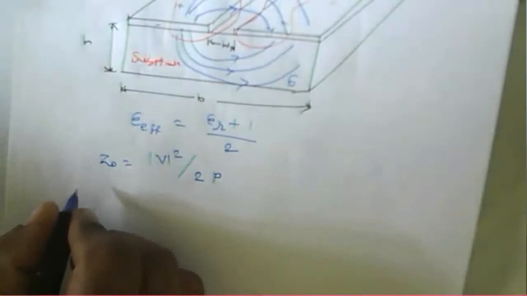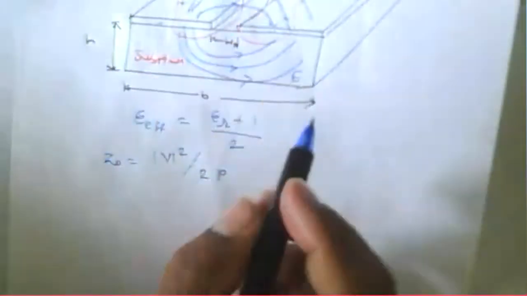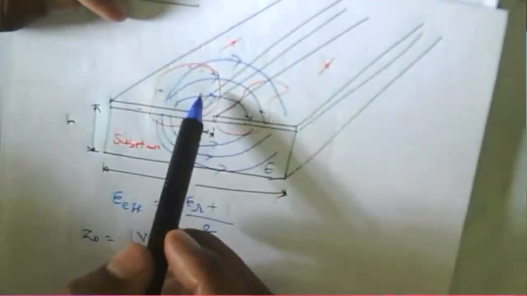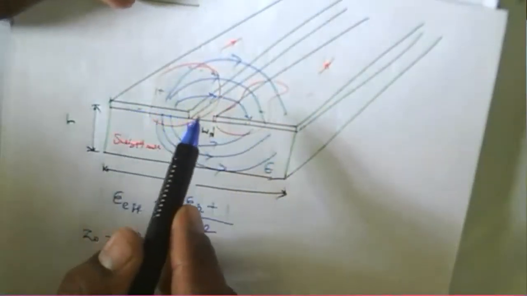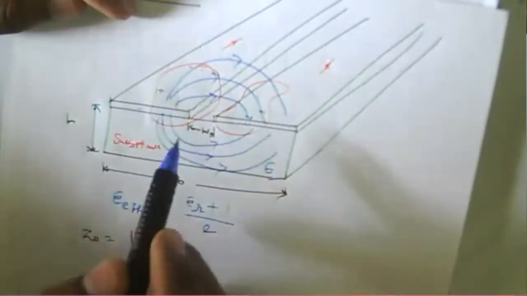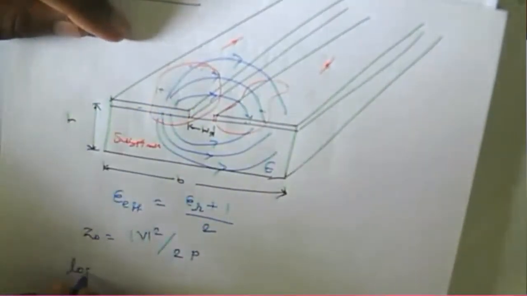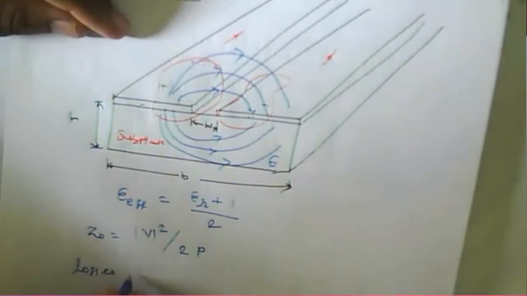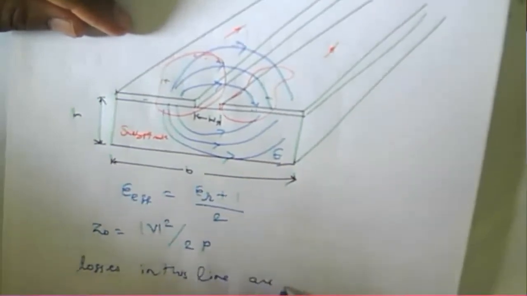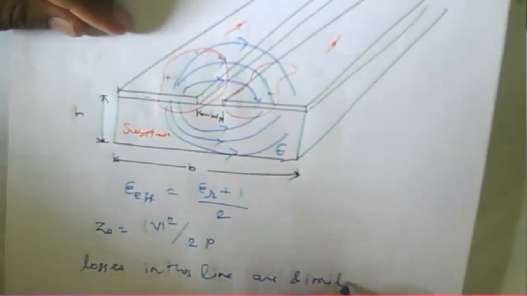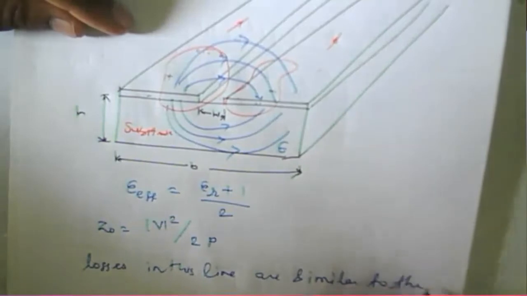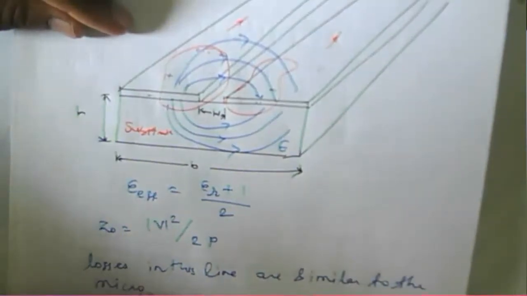And if you consider the characteristic impedance of a given particular line, in that case, how much voltage is propagating through it, and what will be the average power. So we can calculate the characteristic impedance of this particular slot line. But losses in the slot line, because it looks like a two-conductor wire, that is a microstrip line, are similar to the microstrip line.